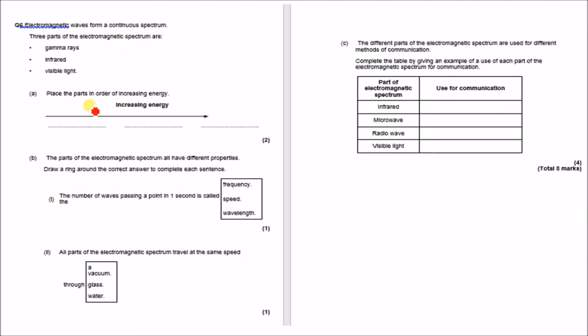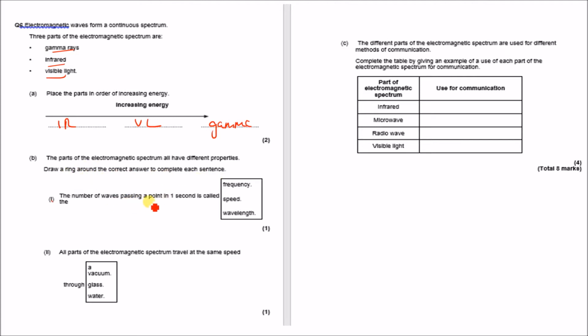Right, the next question says place the parts in order of increasing energy. Well, what has the most energy? Gamma. What has the least energy? Infrared. And in the middle we've got visible light. So that's these 3 parts here. Right, draw a ring around the correct answer to complete each sentence.